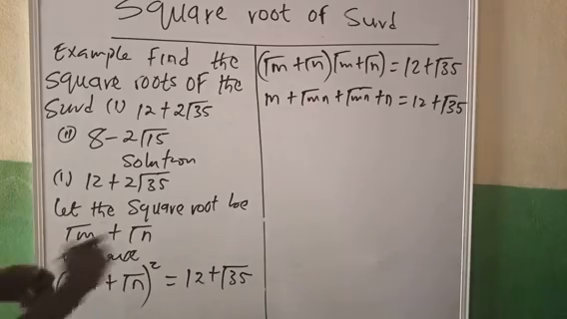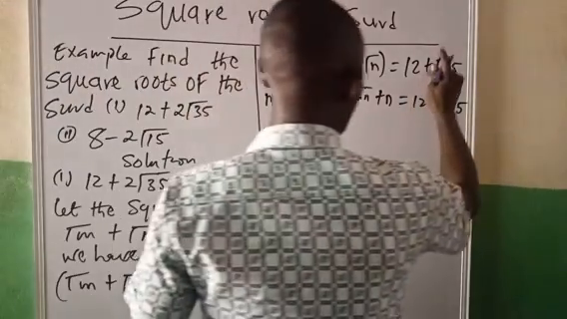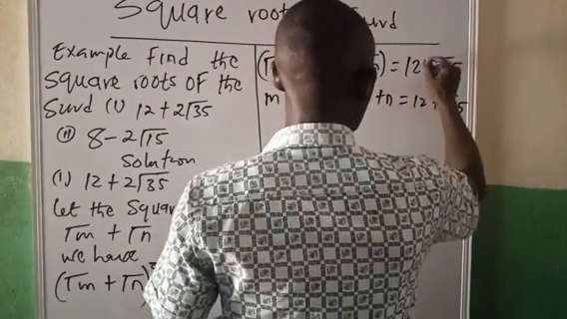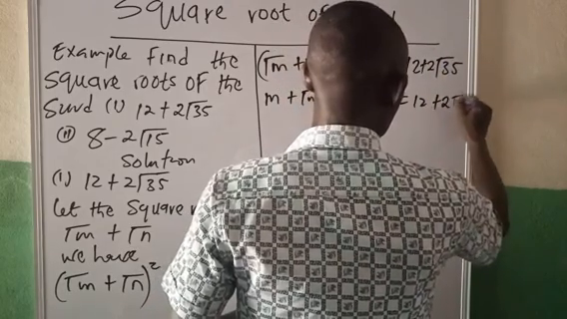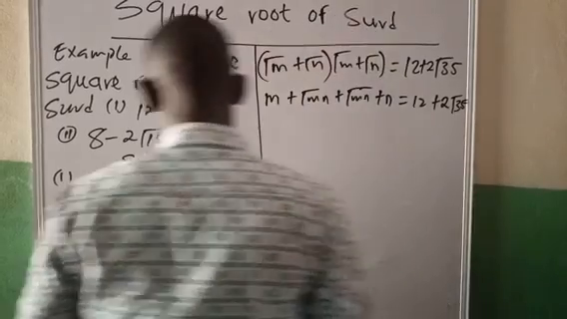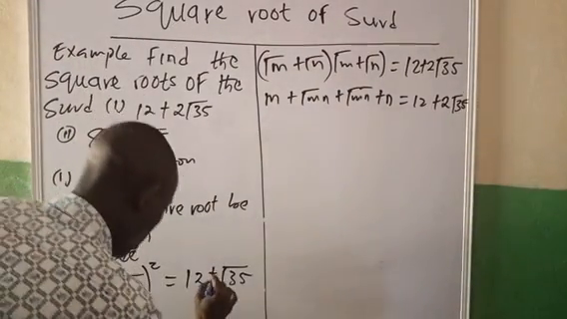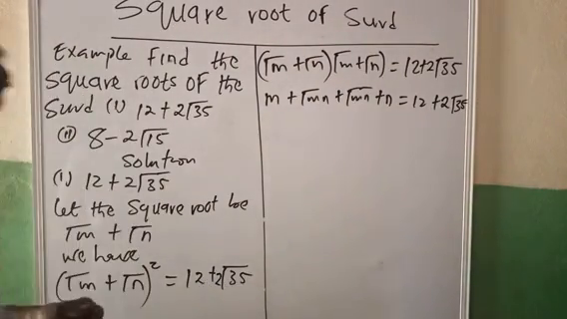Let me correct something here. Here we have 2 root 35. 2 root 35. So don't forget that. Correct it here too. 2 root 35.